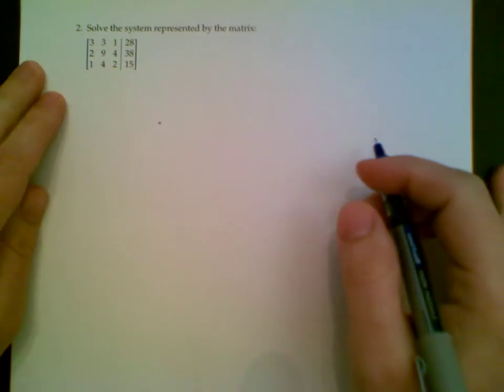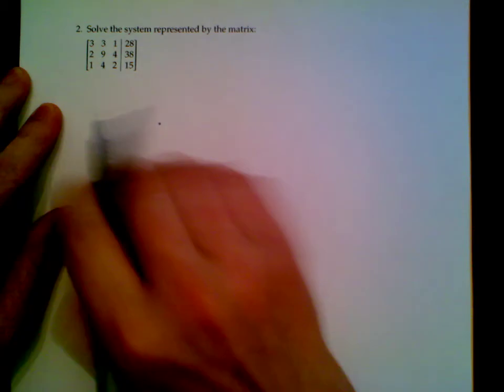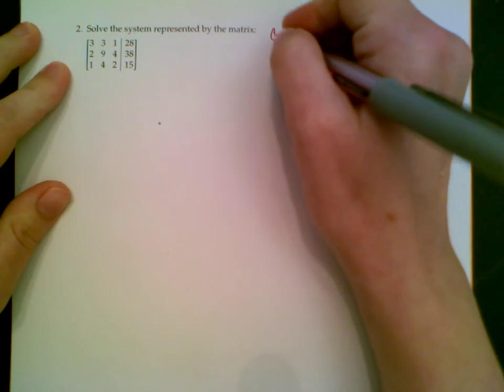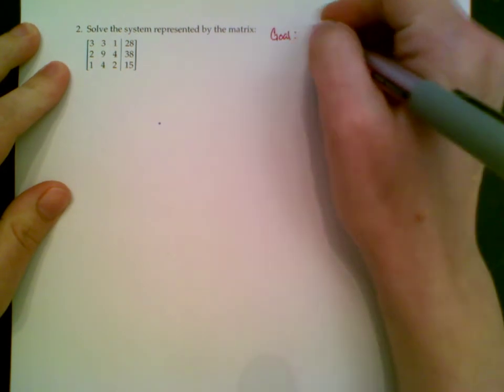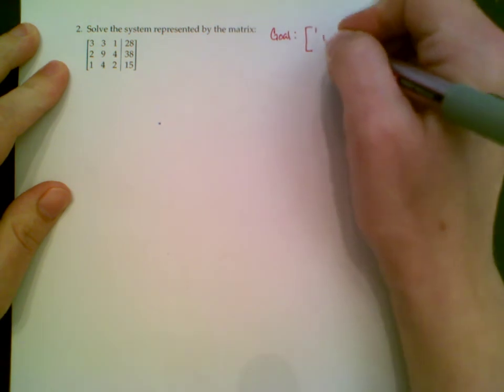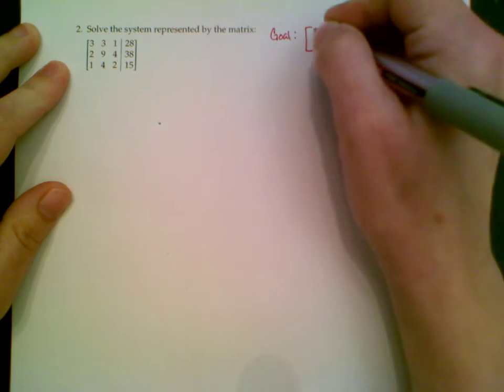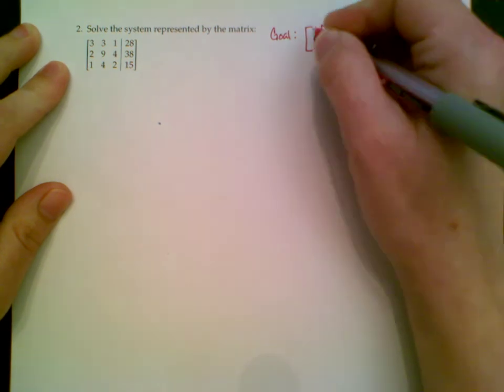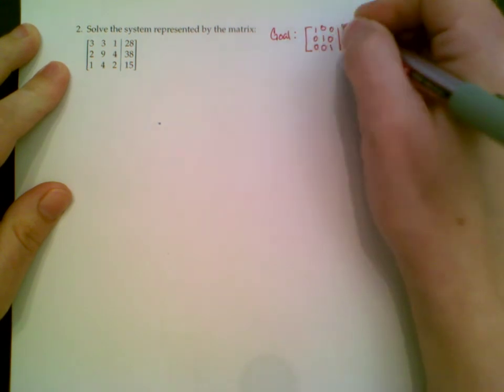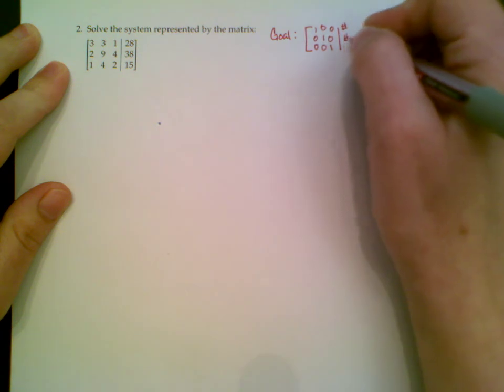Okay, here's our next example. Remember that our goal is to get our matrix in this form where we have ones along the principal diagonal, numbers everywhere else, and some column of constants.